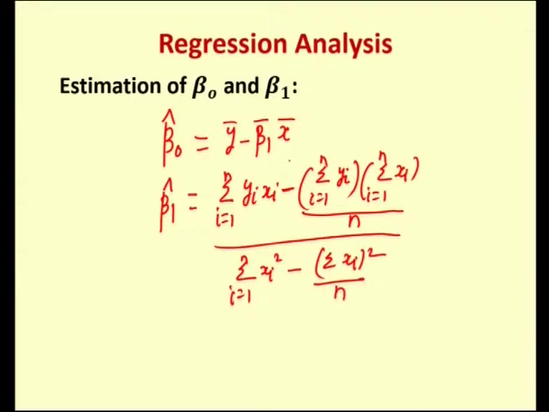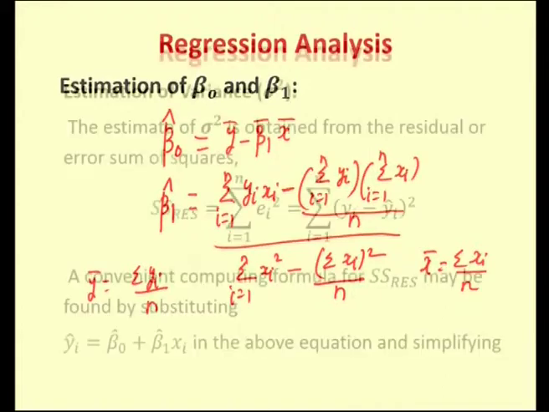This we obtain by solving the two least squares normal equations, where y bar is equal to summation yi by n and x bar is nothing but summation xi by n. So, beta naught cap and beta 1 cap are called least square estimates of the intercept and slope.